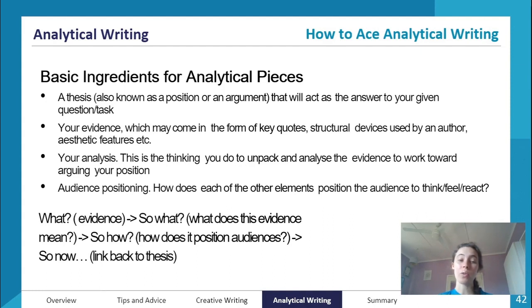And then sometimes audience positioning is important as well, depending on the piece that you're writing. So how does each of the other elements position the audience to think, feel, or react? So this is a bit of a formula you can use. What is your evidence? So what is your analysis of what it means? So how does it position audiences? And so now is linking back to the thesis.